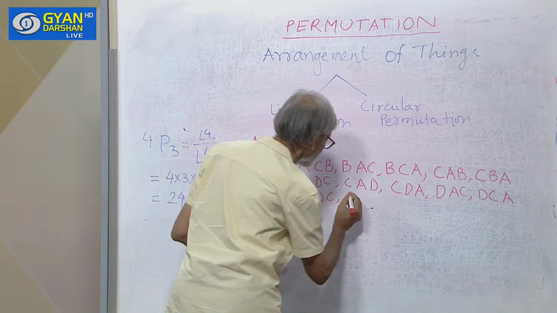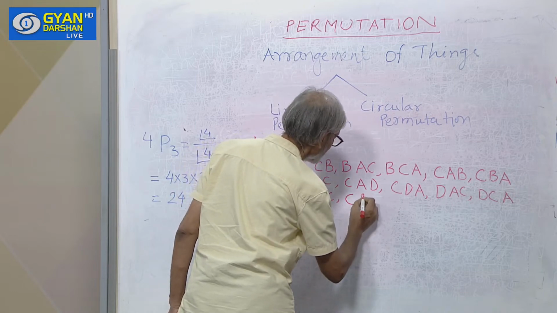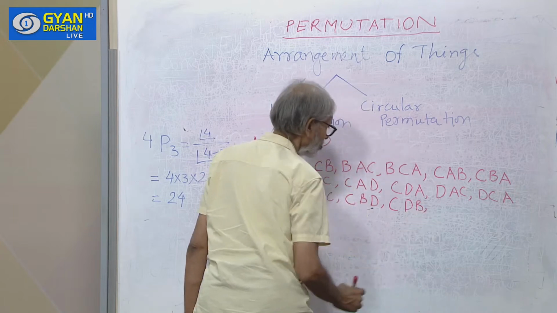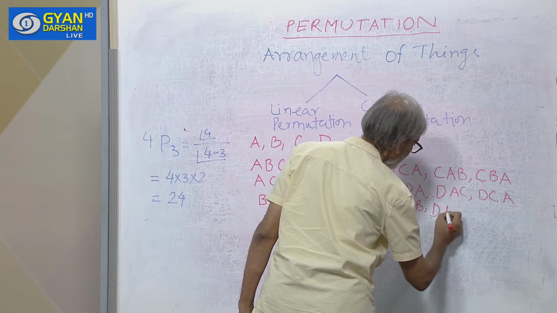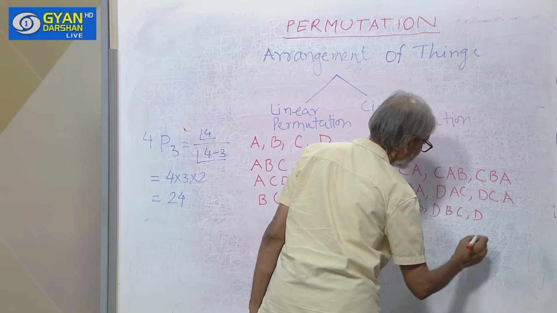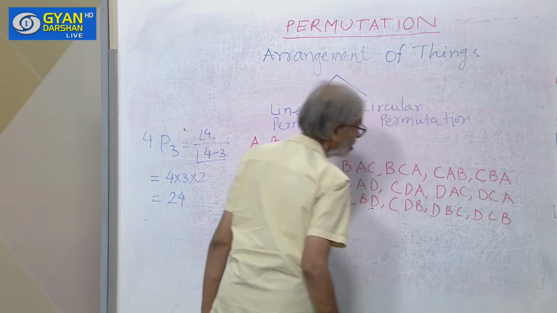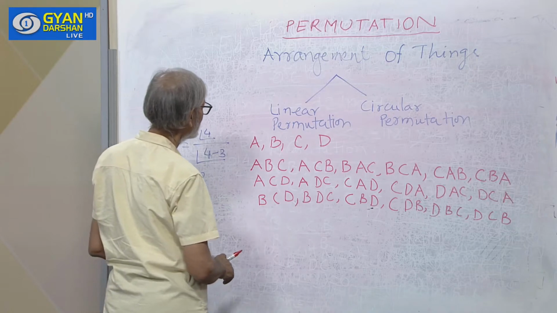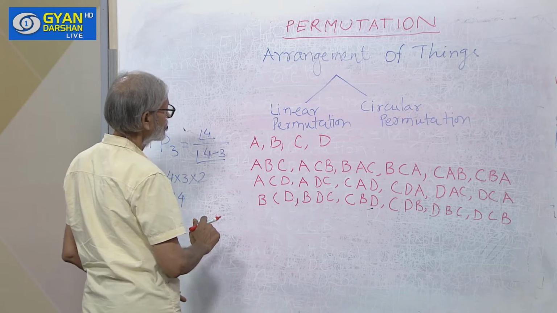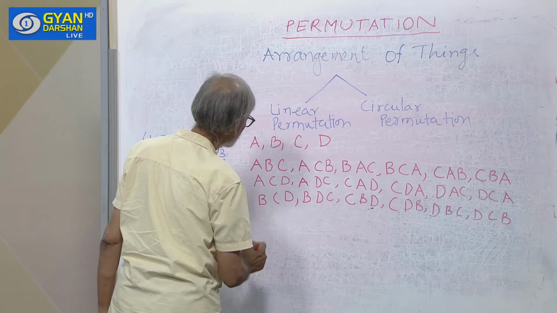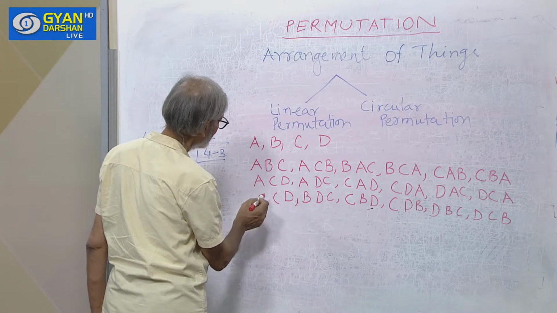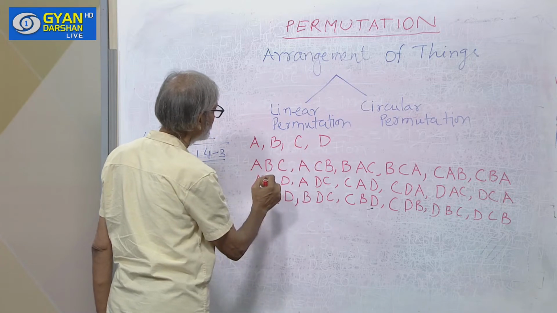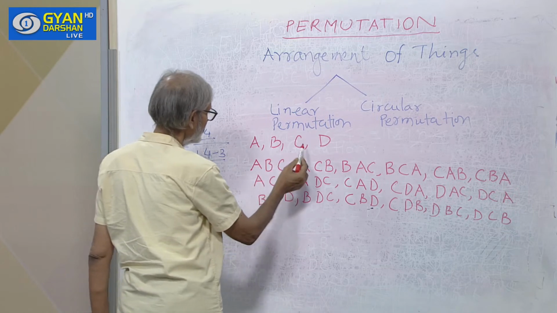C will come first, C, B, D, then C, D, B, then D, B, C, and D, C, B. So, these are the 6 permutations. And then one more combination is missing here. We have taken A, B, C, then A, C, D, and then B, C, D.